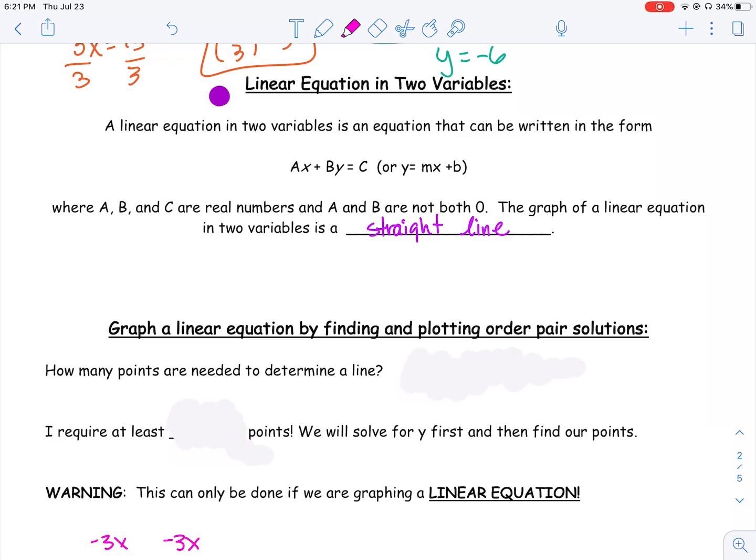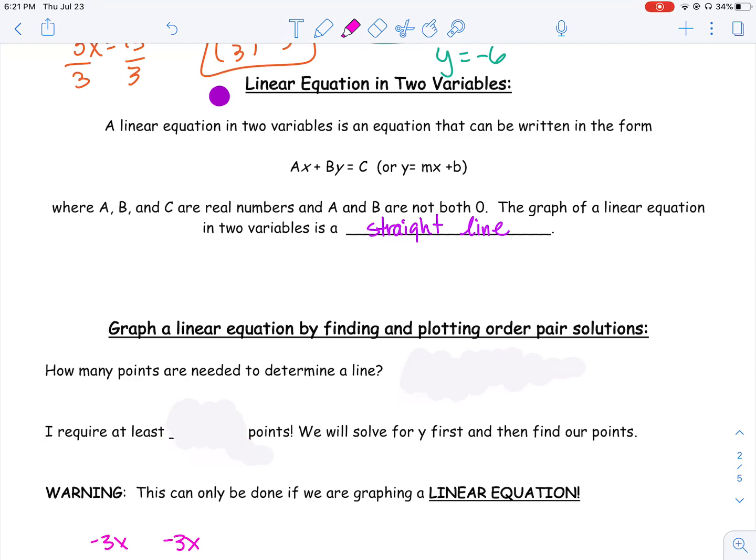Right, here's our second video for section 3.2. We just got done checking ordered pairs and determining if they're solutions to our equations that have two variables. We plugged in our x coordinate, we plugged in our y coordinate, and we determined if that was a solution, if the equation was true, right?